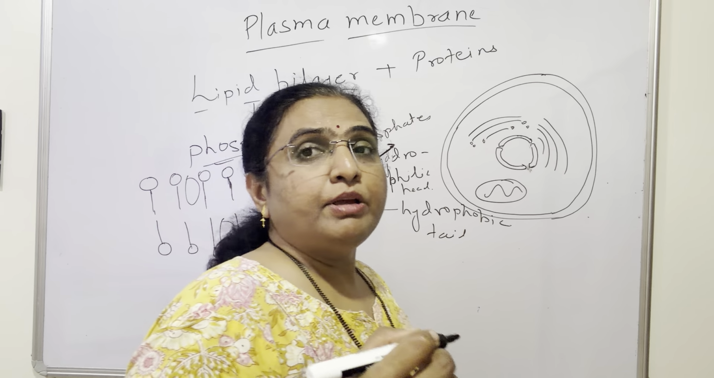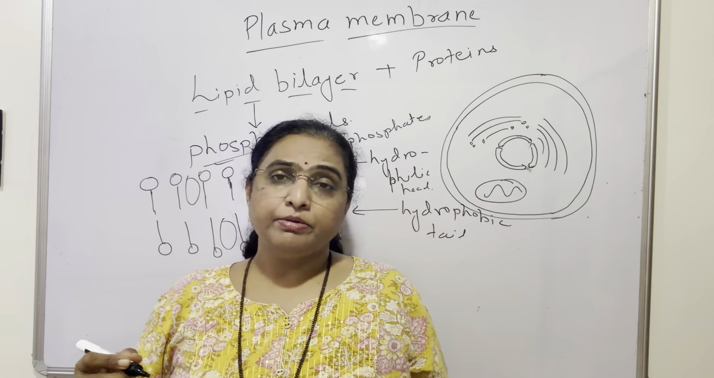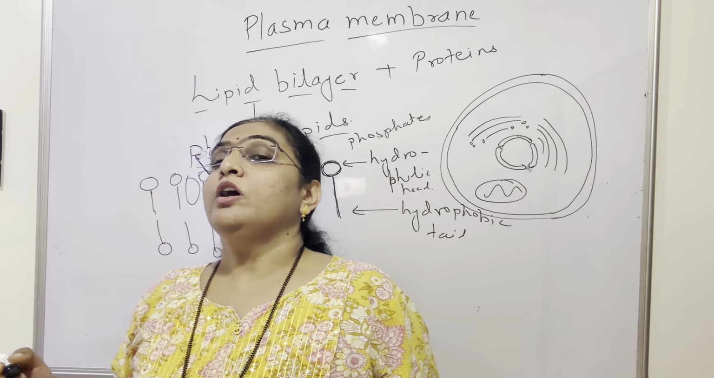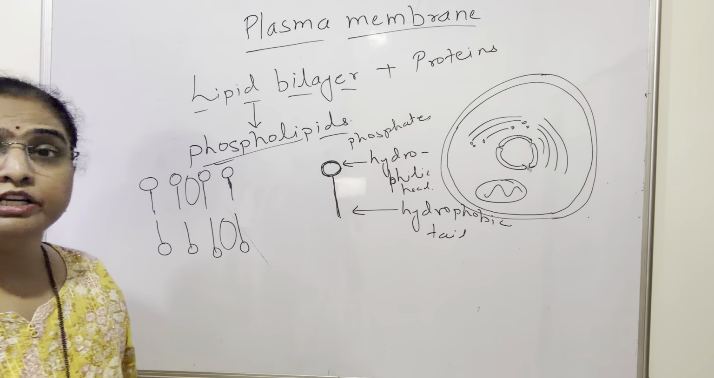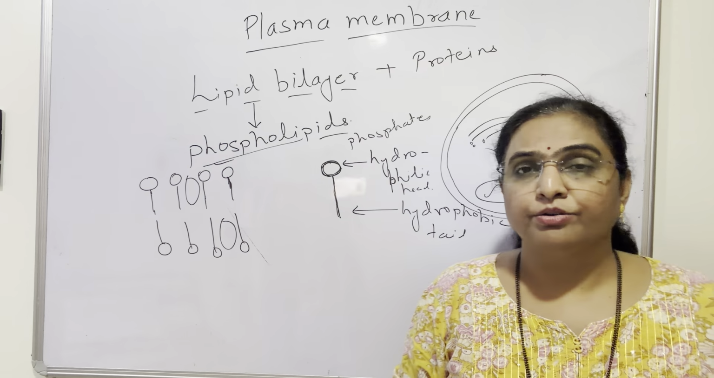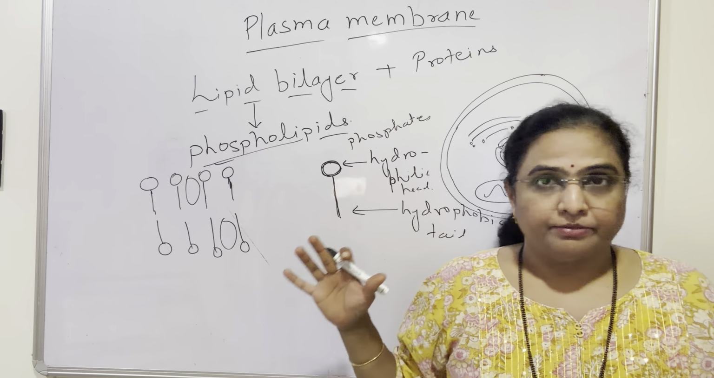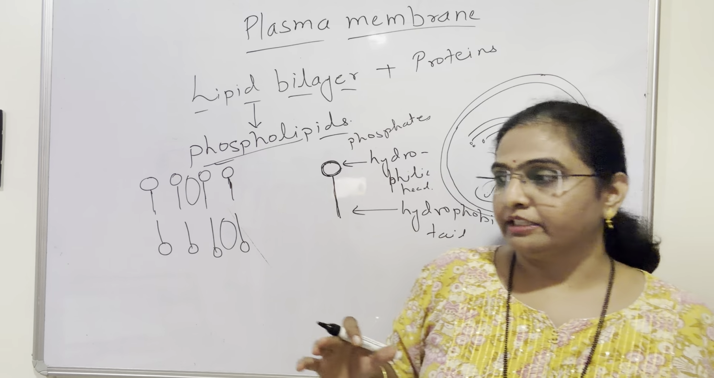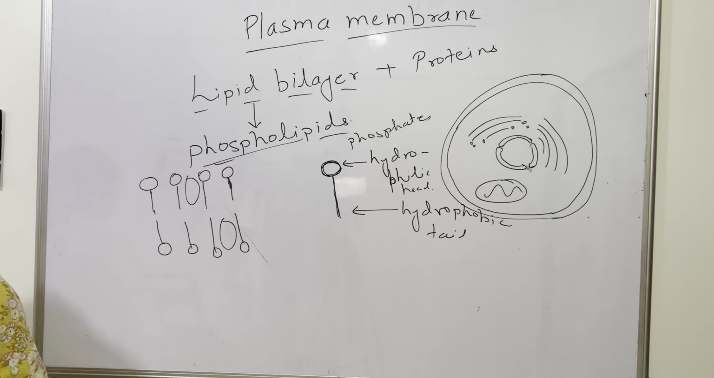The proteins may be integral proteins, transmembrane proteins, anchored ones, or peripheral proteins. They are present in this lipid bilayer, and this is the basic structure of your plasma membrane. Okay, are you getting it?